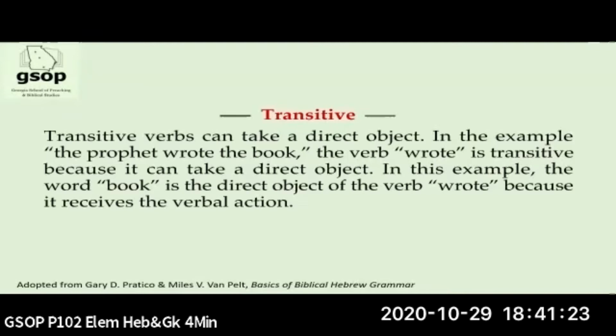And so this is what a transitive verb does. The prophet wrote, and you're waiting for the rest of it. It needs a direct object to make sense. The prophet wrote would be, oh, so he just sat down and wrote. Well, you're like, wrote what? Well, he wrote the book. The verb wrote is transitive because it can take a direct object. In this example, the word book is the direct object of the verb.